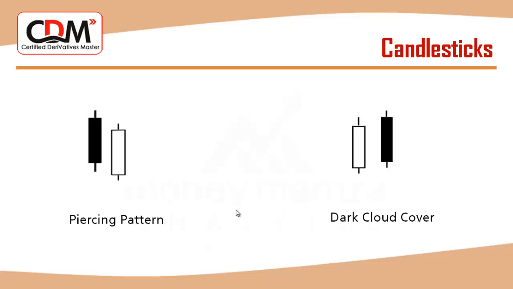This is just an overview of a piercing pattern. This is an example of a piercing pattern here. This is a piercing pattern, and this is a dark cloud cover. Piercing pattern is an indication of bullishness in the market. Dark cloud cover is an indication of bearishness in the market.